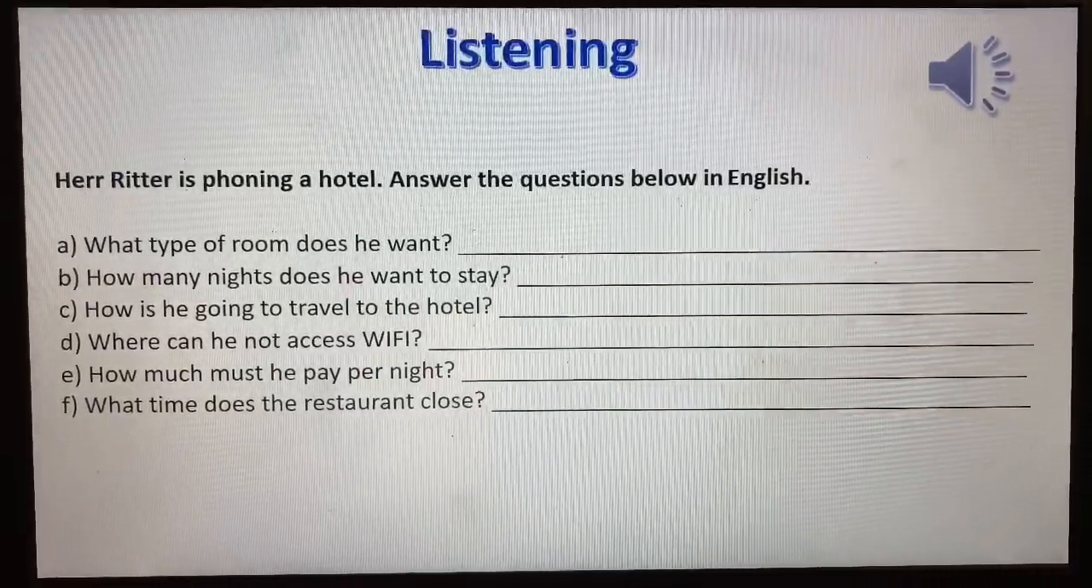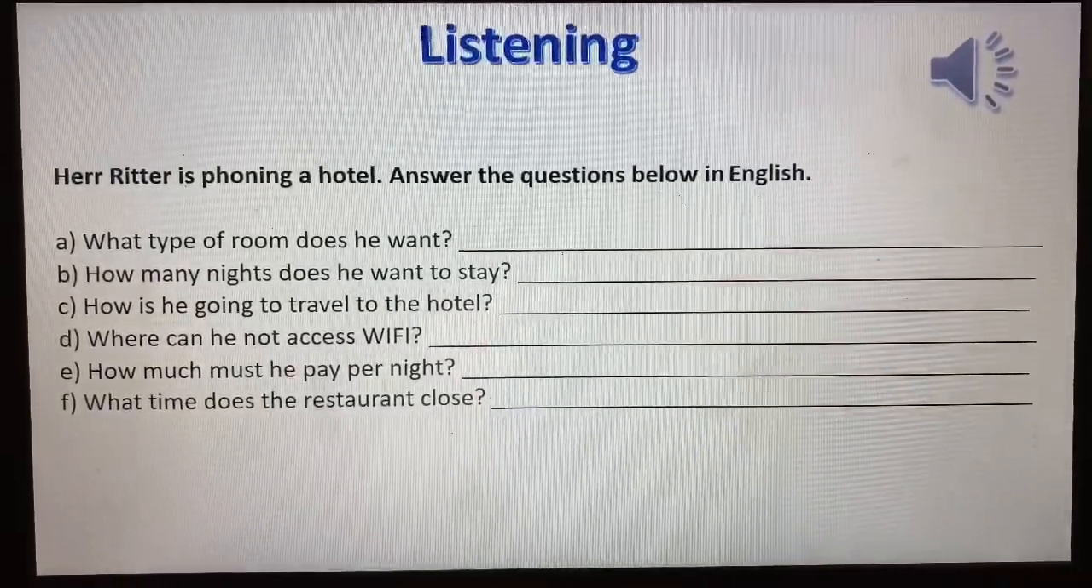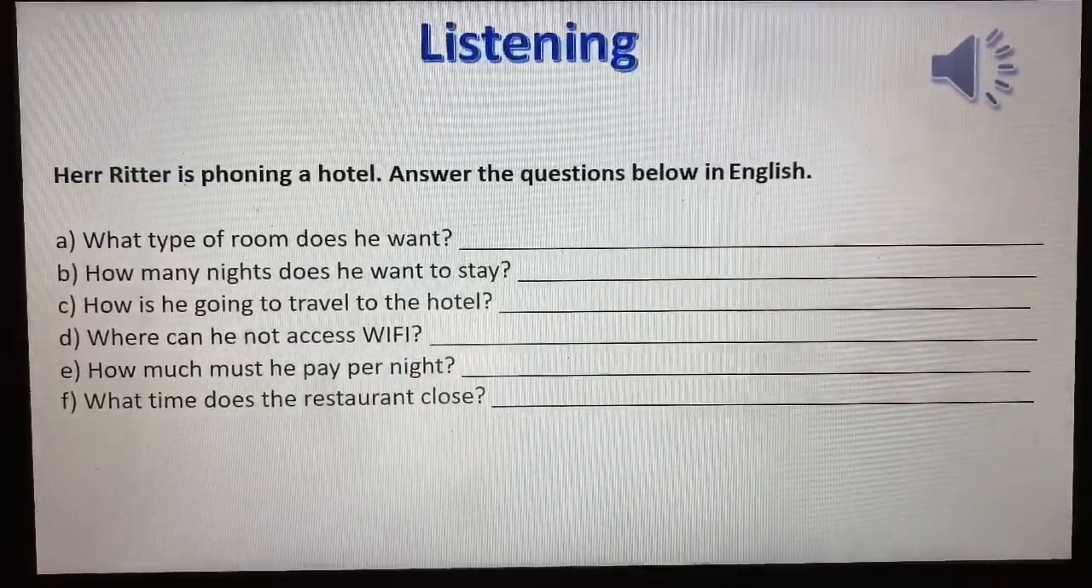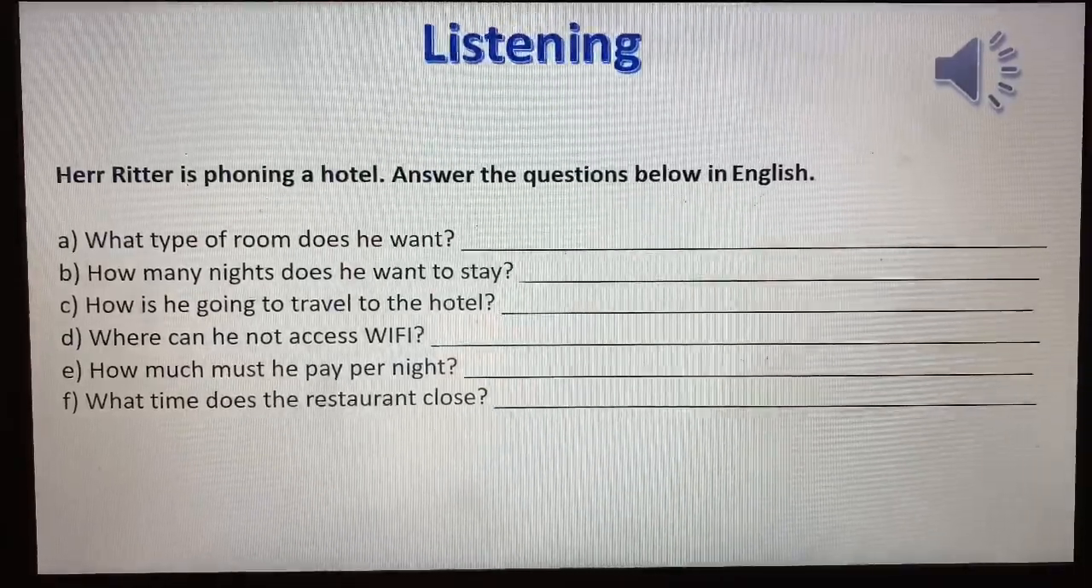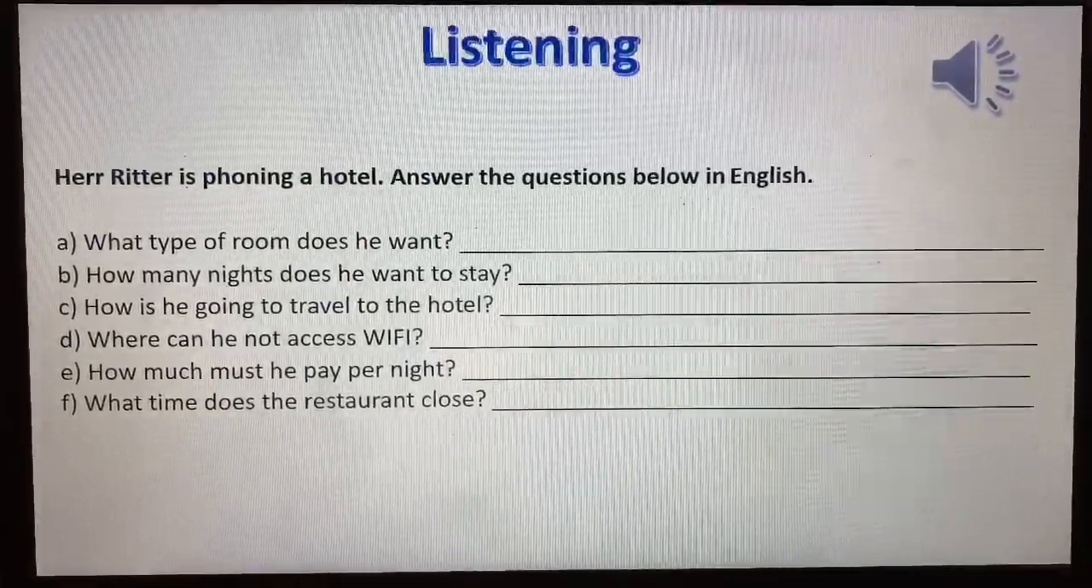5. Ich würde gern wissen, wie viel das Zimmer kostet. Ein Einzelzimmer mit Frühstück kostet 112 € pro Nacht.